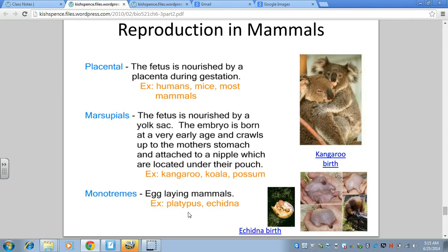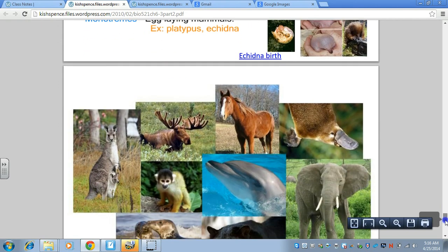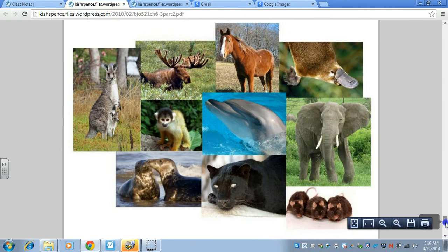Monotremes are egg-laying mammals, so the platypus and the echidna. The echidna does have a pouch, but it does lay an egg. So it lays an egg first, and then it gets into the pouch and is carried around in the pouch. Okay, so I think that is about it. This is just some pictures of different mammals in the different groups.